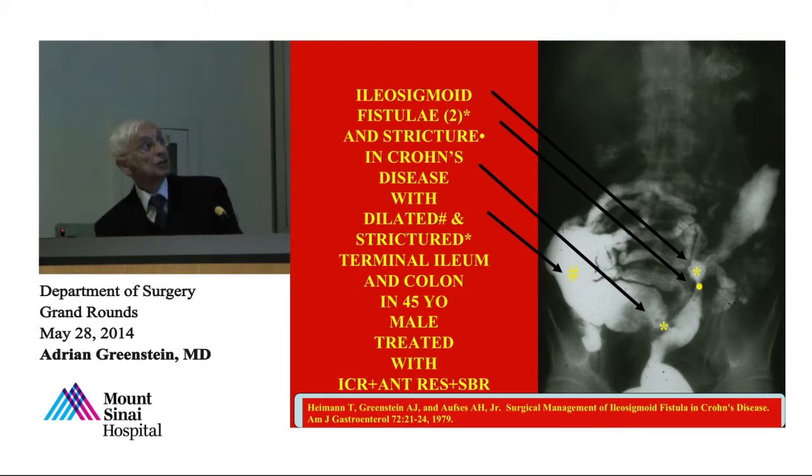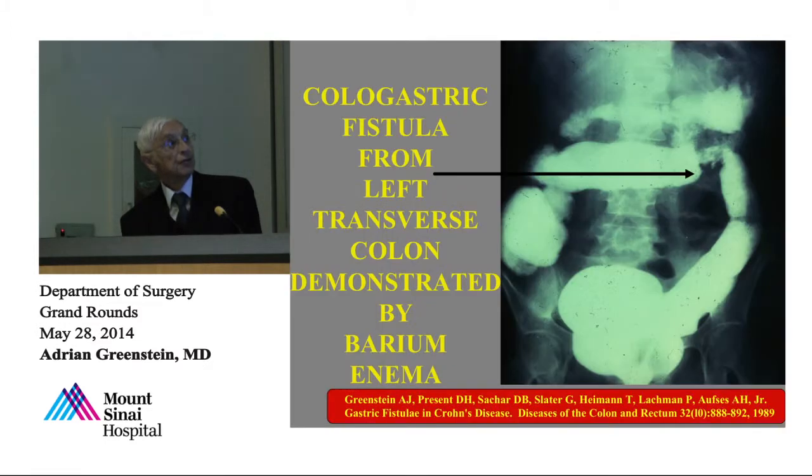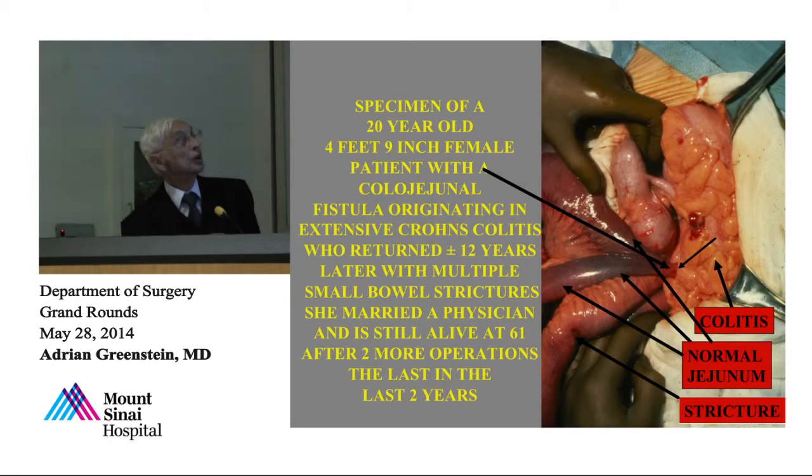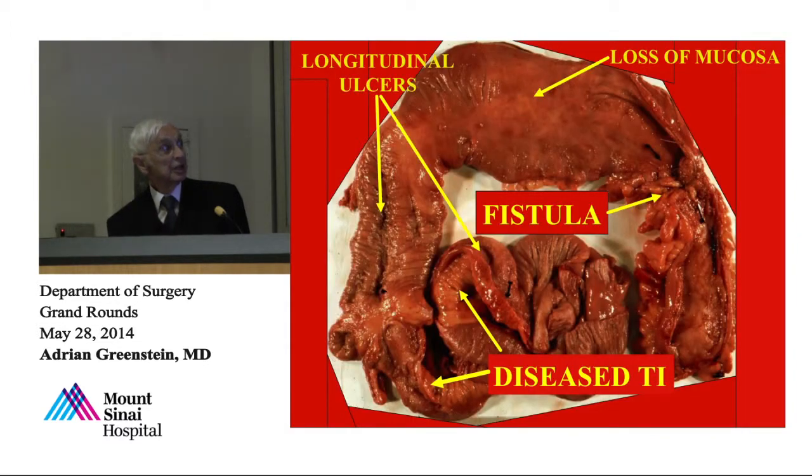Here we see a patient with cologastric fistulae. Look how bad a disease the colon is. And then from the left transverse colon is a fistula to the stomach. And this is a very interesting patient of mine, 20 years old when I first saw her. She had severe disease of the colon. She had a normal jejunum at that site, actually, to the diseased colon. I had to do a colonic resection, ileostomy, and then subsequently, 12 years later, she came back with multiple small bowel strictures. She married one of our physicians. She's still alive, and she's had 2 more operations since that time. And this is her specimen, and there's the fistula. There's the diseased terminal ileum, which had to be resected with the initial specimen.